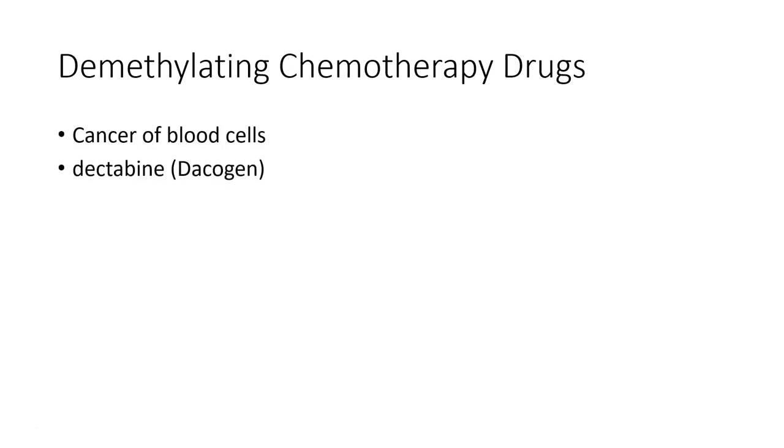Next are demethylating chemotherapy drugs. They inhibit the enzyme that's needed for a cancer cell to divide, and we use these to treat cancers of the blood cells. And decitabine, which is Dacogen, and we're looking at a drug stem of citabine. So we do see there is a little crossover with some of the drugs with the look-alike, sound-alikes.